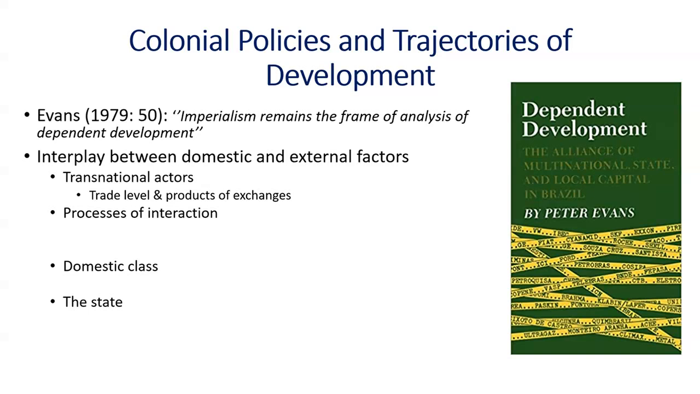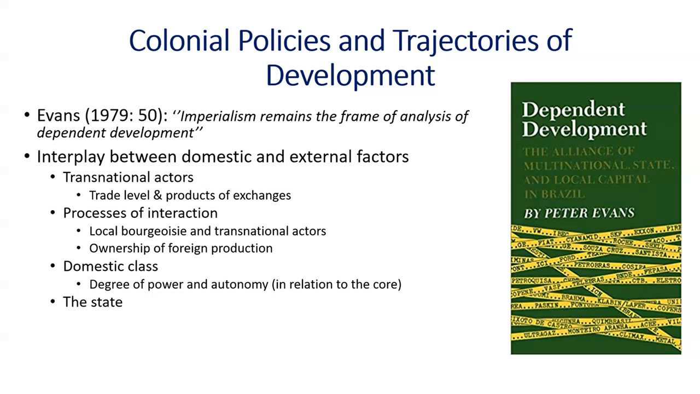So first of all, for transnational actors, you need to understand the intensity of the trade level and what kind of products are subject to trade, like primary products or manufactured goods. The processes of interaction between the local bourgeoisie and transnational actors: to what extent they have leverage, a highly negotiable position in relation to transnational actors, and what part of the domestic enterprises are owned by foreign business groups or foreign people.